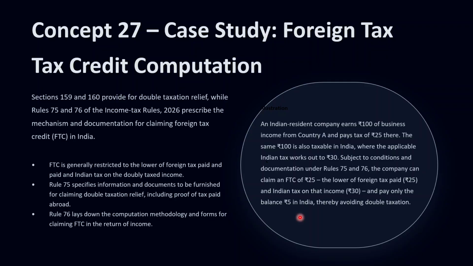Here, we need to see that if that foreign tax were, say, 40 rupees, the FTC would still be capped at 30 rupees only, the Indian tax on that income. Basically, any excess foreign tax is generally not refundable by India. So in that case, there is a cap of rupees 30 for the benefit of FTC, foreign tax credit. So guys, this is our concept of foreign tax credit.